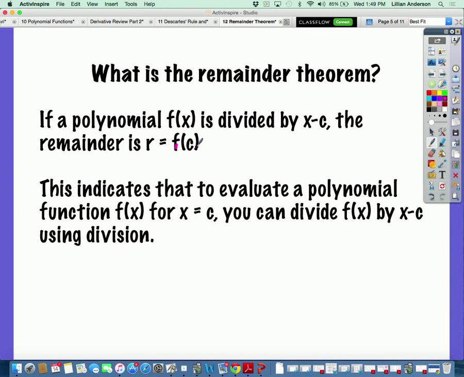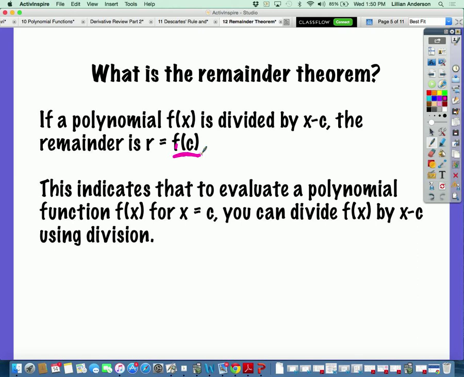That can also be found by taking whatever c is, and then, what does that mean? Plugging it into f. So you can find your remainder either by doing long division, synthetic division, or also by plugging it into f. Okay? Now, this indicates that to evaluate polynomial functions, you can divide using division. So there's two different types, there's long and synthetic.